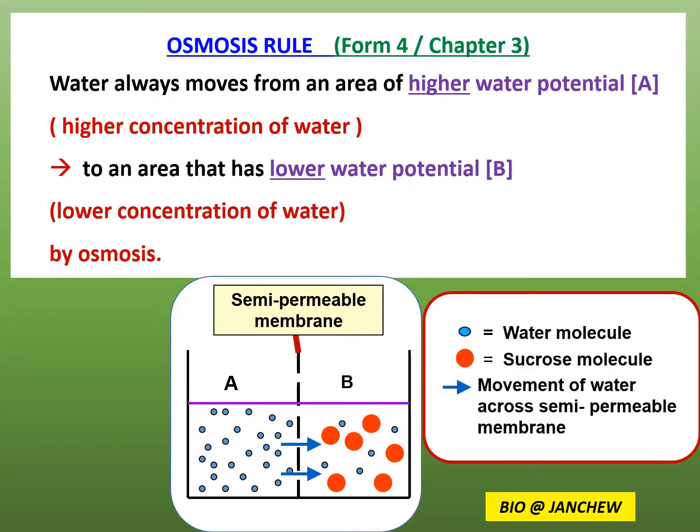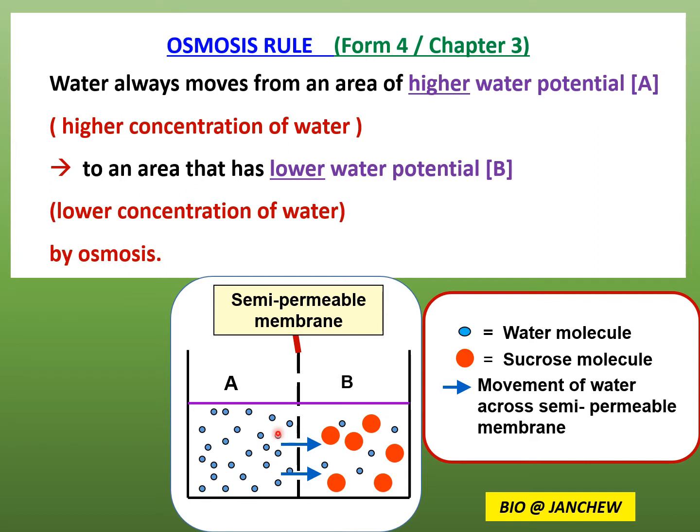Now in chapter 3, we have studied osmosis, and there's this osmosis rule that we can recall. The rule is that water always moves from an area of higher water potential, such as A, or an area of higher concentration of water, so all these blue molecules are water molecules, to an area of lower water potential, B, or lower concentration of water, through the semi-permeable membrane by osmosis.